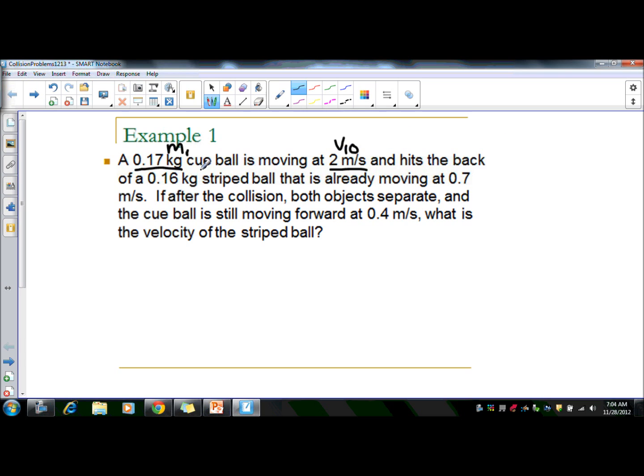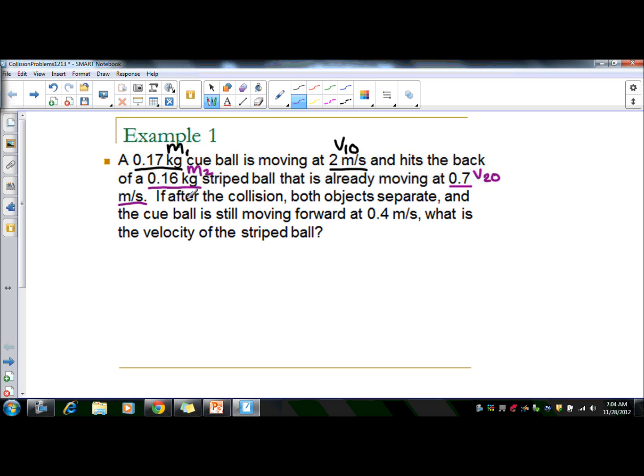It hits the back of a 0.16 kilogram striped ball. Let's use a different color here. So here is our second object in the collision. So that is our mass 2, because it's in kilograms. And this ball is already moving at 0.7 meters per second. So this is going to be our V2, and this is what is already happening, so that's our naught.